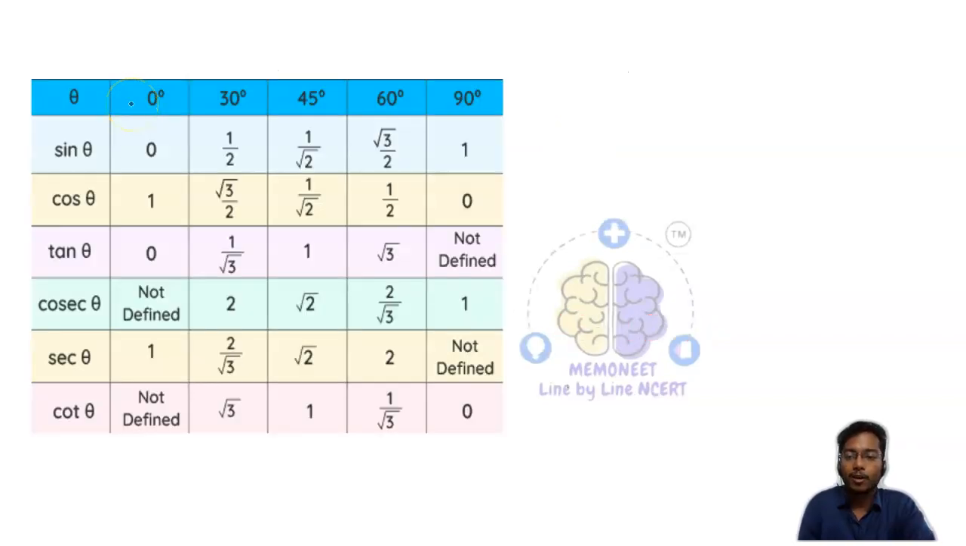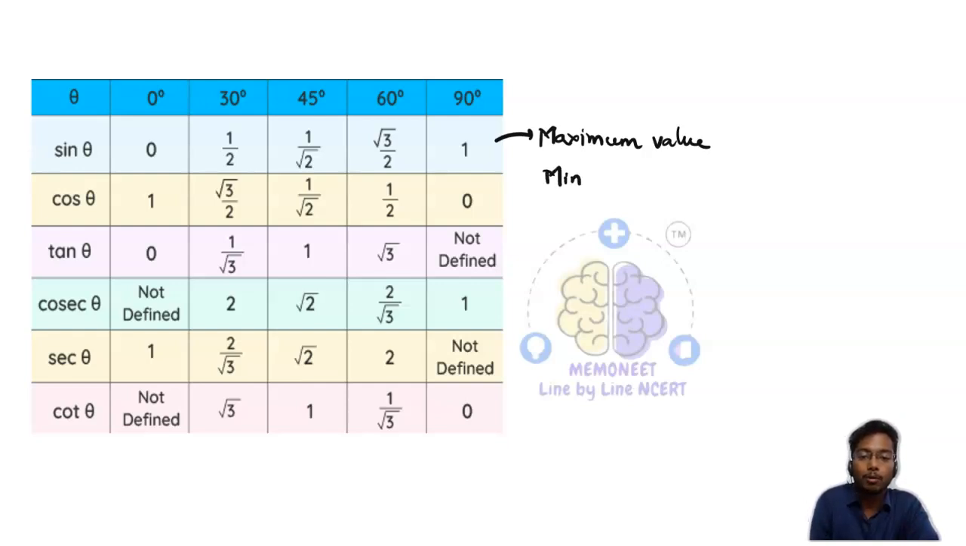Okay. Of sine theta, when theta is equals to 0 it is 0, when theta is equals to 30 degree it is 1 by 2, when theta is 45 it is 1 upon root 2, when theta is 60 degree it is root 3 upon 2, when theta is 90 degree it is 1. Here, 1 is the maximum value. Okay. But the minimum value is not 0. The minimum value of sine theta is equals to minus 1.